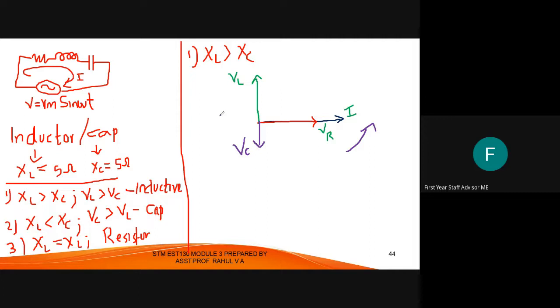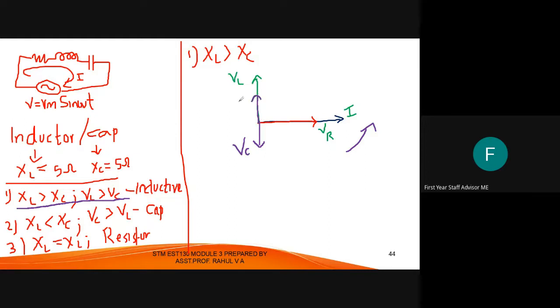greater than VC. What is the reason? For the first case, I have already said that. XL is greater than XC, which means VL is greater than VC. So I should draw in such a way that the length of VL is greater than VC. Since they are opposite each other, they cancel each other. I should draw a phasor in such a way that the effect of VC is cancelled by VL. So I should draw a phasor like this.